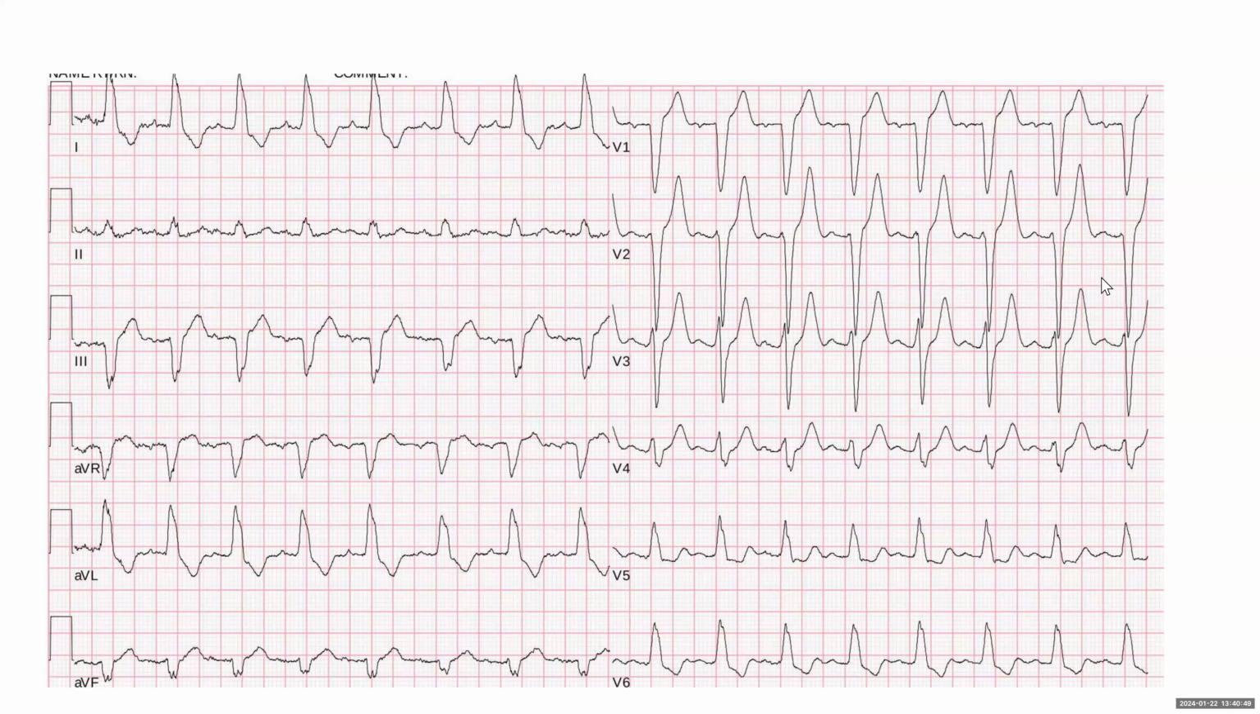How do you measure QT? Yeah, wide QRS, exactly. QT is from the beginning of the QRS to the end of the T. So when you have wide QRS, of course, it will increase your QT artificially. So never comment on QT when there is wide QRS unless you correct for that.